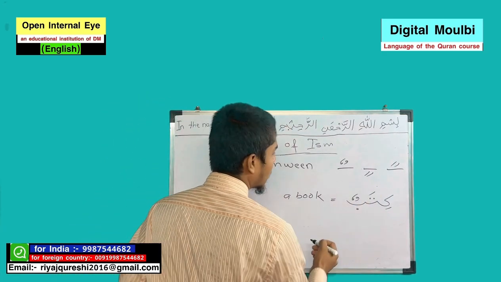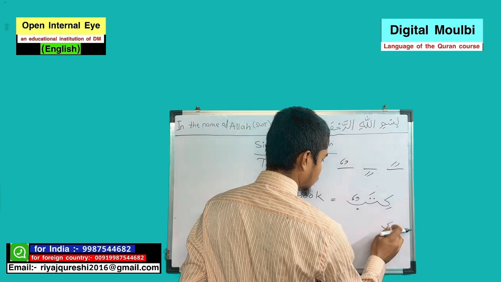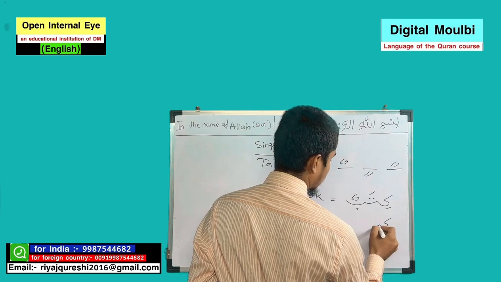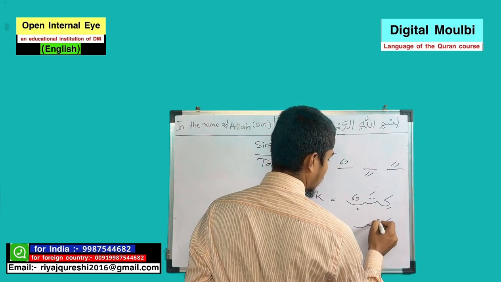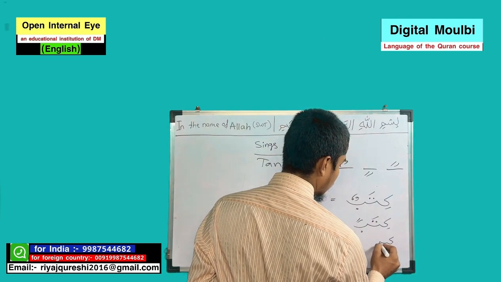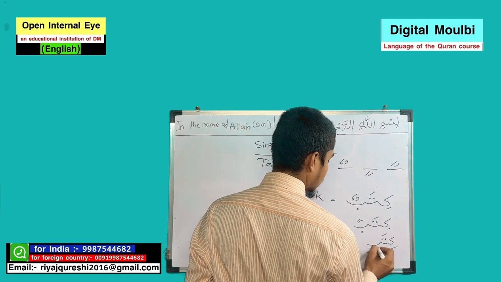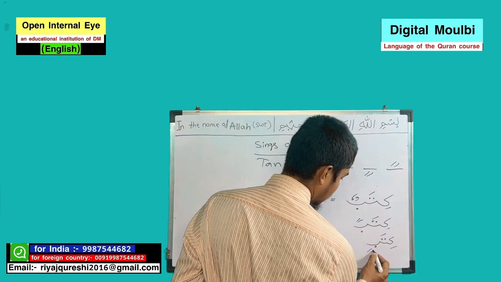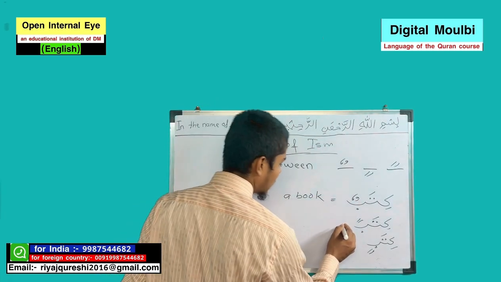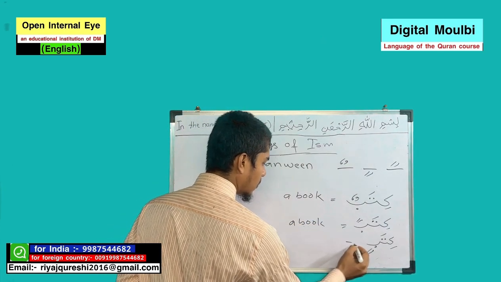If a word has, like kitabun, kitaban, like this, and kitabin. So that means if a word has un, an or in, one of these harakat, it also means a book.